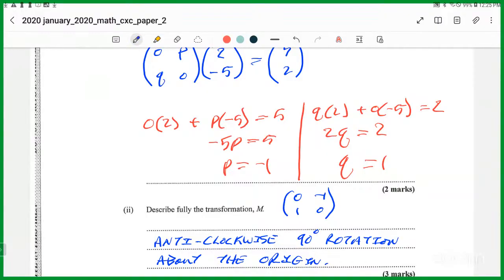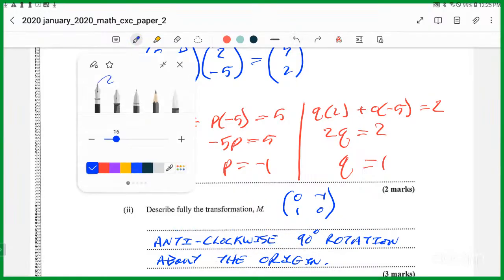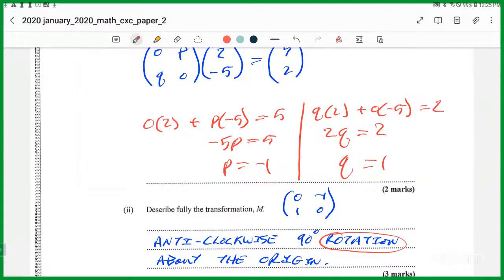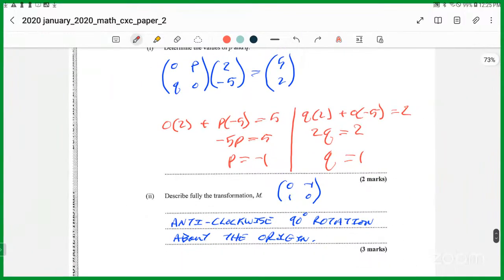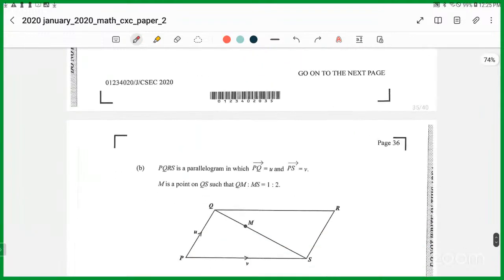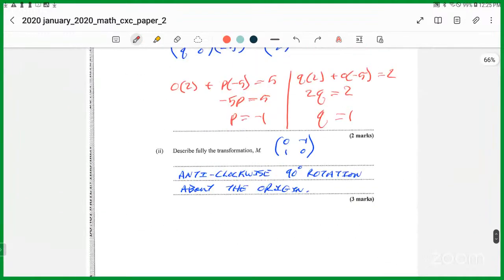That's it. It's an anti-clockwise 90 degree rotation about the origin. So it's a rotation, it must have 3 components. So give the name rotation and 3 components: angle, direction, and center. So that description is good. Angle, direction, and center. Anything else to do with this question? That is it.